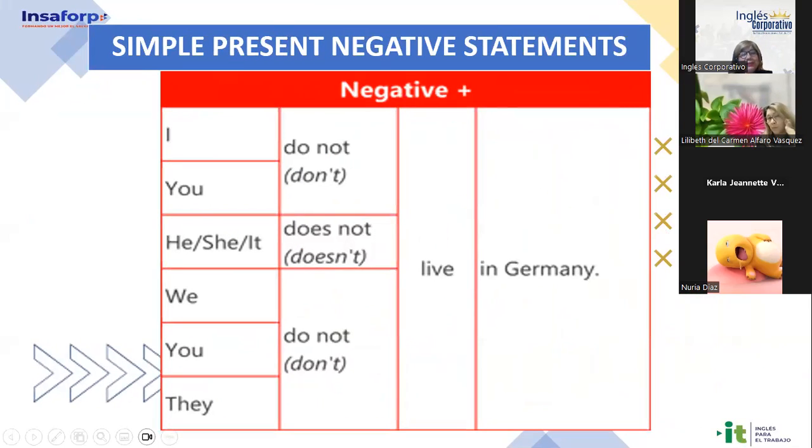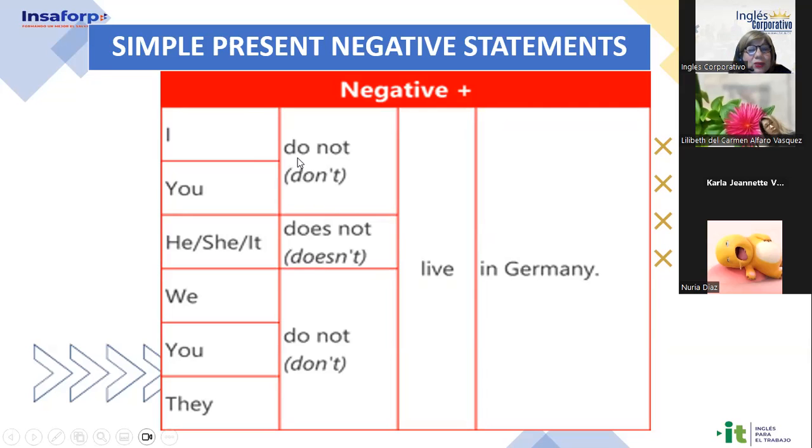Okay, now negative sentence. We studied about affirmative sentence. For example, you say, I call clients. And the negative is, I don't call clients. In a negative, you say, I do not, or you say, don't, to say the negative. Affirmative, I live in Germany. Negative, I do not live in Germany. Contraction, I don't live in Germany.